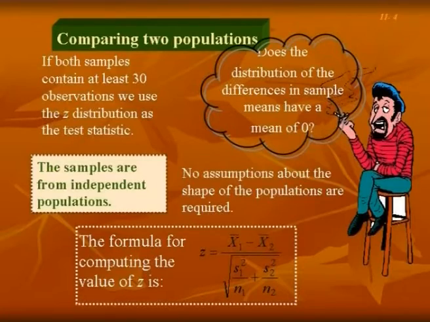We have two populations, Lahore and Faisalabad, and with the help of these we have two sample means and two standard deviations, and the sample sizes are 40 and 35. According to statistics, when the sample size is greater than 30, we generally use the z-test. If both samples contain at least 30 observations, we use the Z distribution, and otherwise we use the T distribution, along with the test statistic.